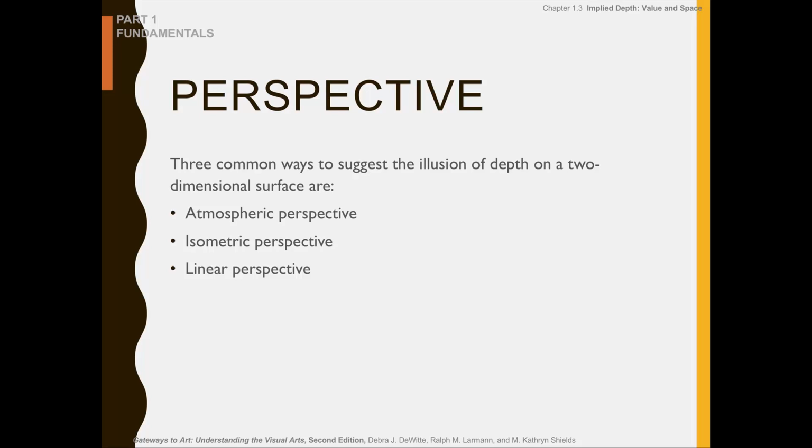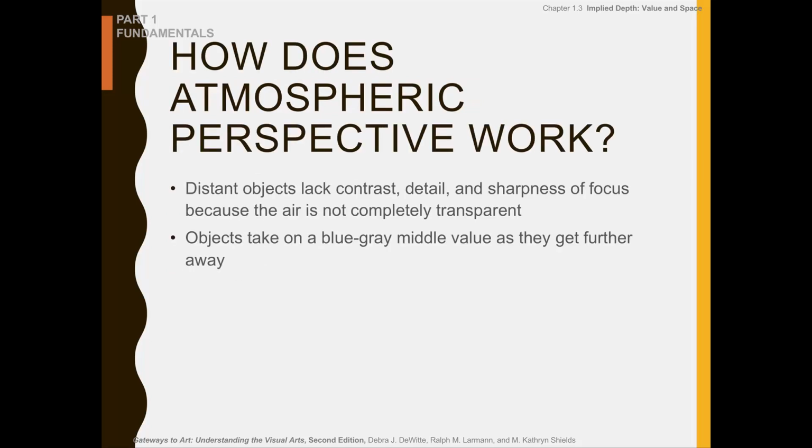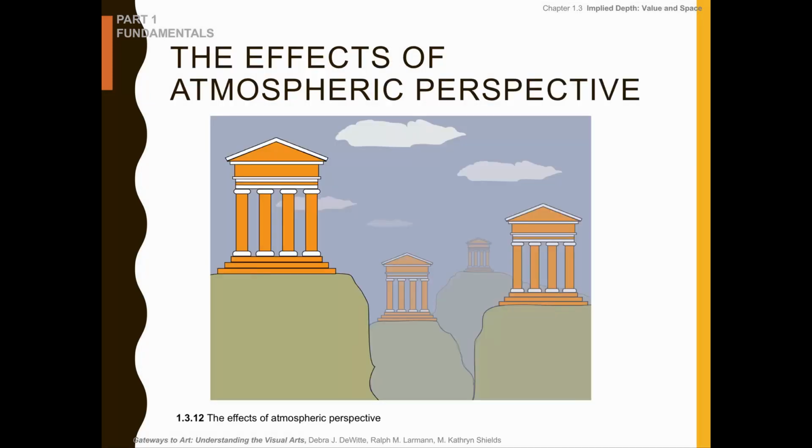Perspective. So we're going to really look at these three: atmospheric, isometric, and linear. So in atmospheric, we can tell, okay, the first, we could just say the Greek architecture, or maybe let's just say the Parthenon. It is the largest, it's the clearest, and it overlaps another one. So that one's in the foreground, it's closest to us.